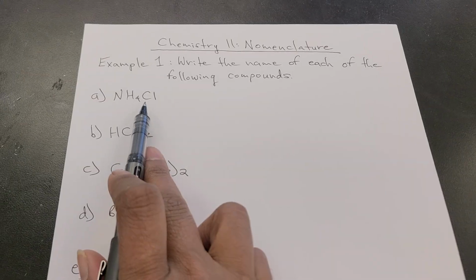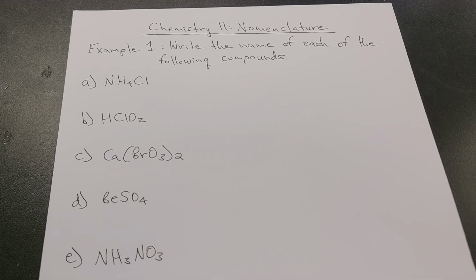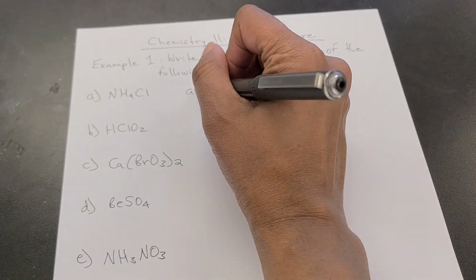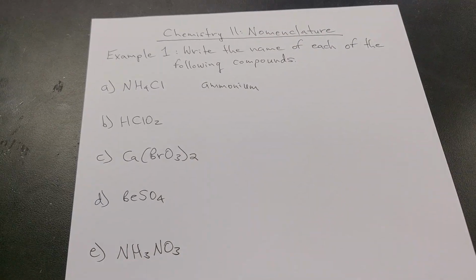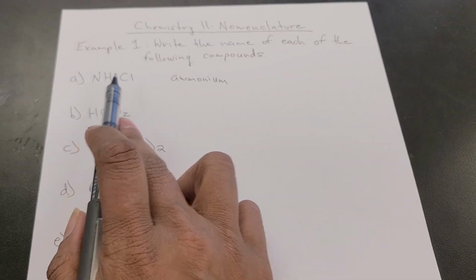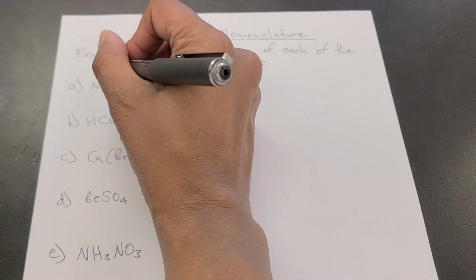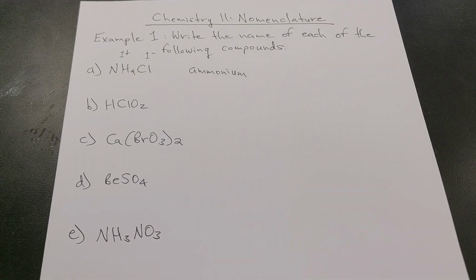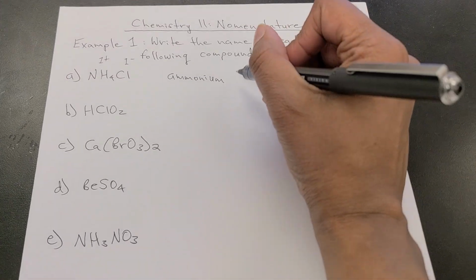So the first one says NH4Cl. I noticed that NH4 is polyatomic. This is ammonium. Not to be confused with ammonia, okay? Ammonia is actually NH3. Ammonium is NH4. The charge is 1 plus. And chlorine has a charge of 1 minus, so this becomes ammonium chloride.